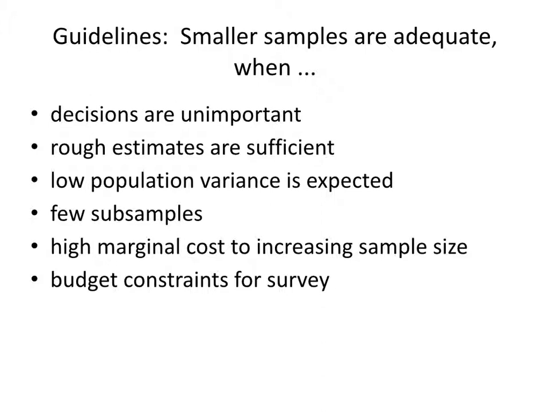And naturally, the opposite conditions indicate that smaller samples are adequate when decisions are unimportant, when rough estimates are sufficient. We don't need to be very precise or confident about our estimates. When we think the population variance is low, when we're not going to divide it into very many subsamples, or when it's very expensive to increase sample size, or we simply don't have much money to increase sample size.